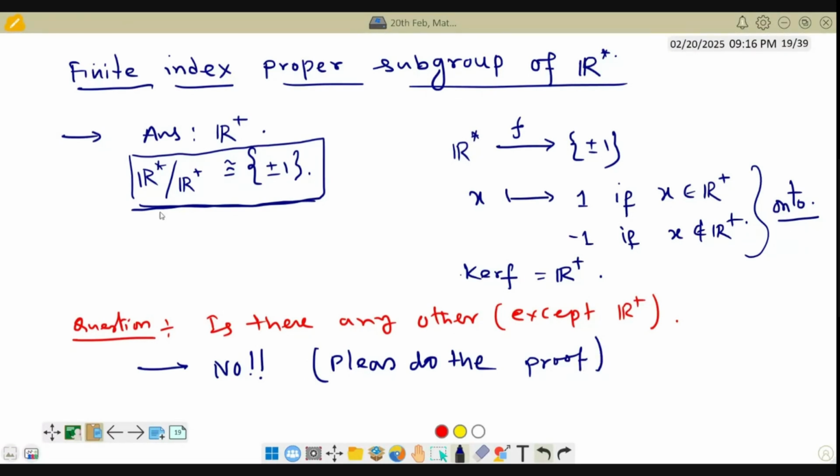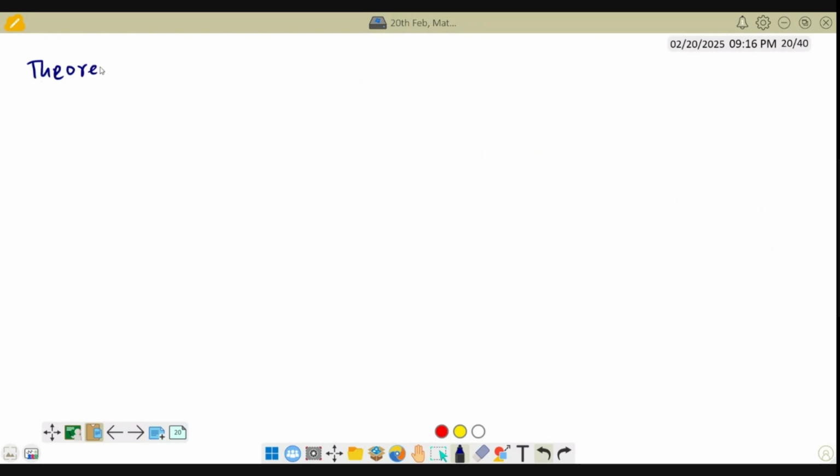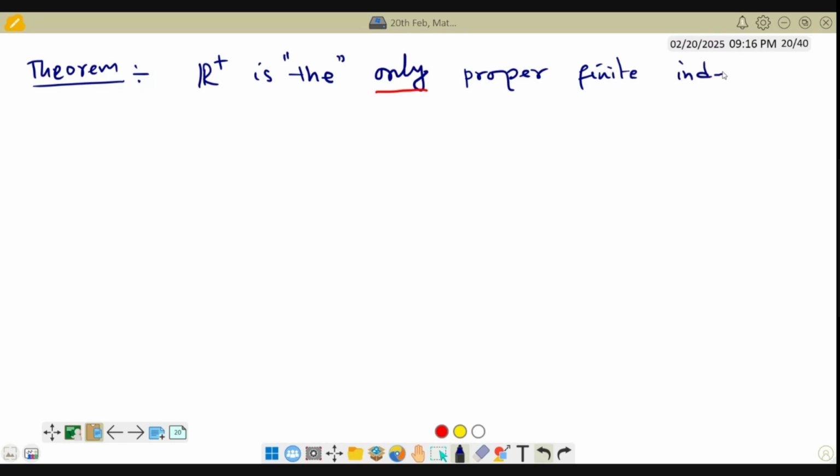So as a theorem, you can say R plus is the only, meaning this is the unique, that's why I'm using the word the only, proper finite index subgroup of R star. Is it clear? Like for the NEET exam, if you know this theorem, that's enough. Okay, now we will do some applications.